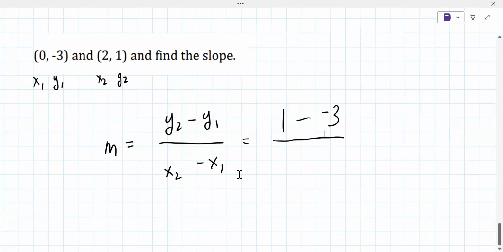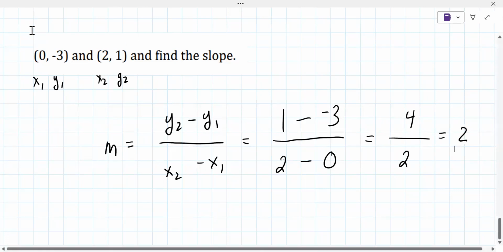All right. What is x2? 2. Minus, what is x1? 0. Okay. Go ahead and simplify this for me, please. 4 over 2. Okay. Do they divide? Yeah, the answer would be positive 2. Good.